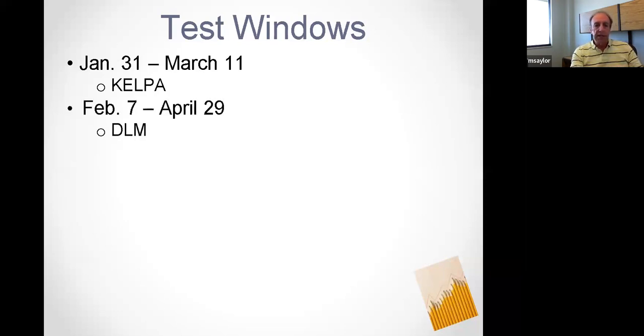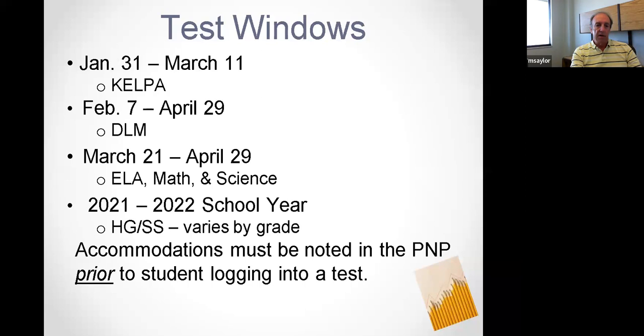DLM starts on the 7th. Most of you won't have to worry about that because the SPED department takes care of that. And that's kind of a specialized testing routine. So it's pretty much hands off for the building test coordinators. The general starts on the 21st of March. You may start science on the 21st if you want to. Math and ELA, you need to hold off until April 1st, and that goes for all schools.